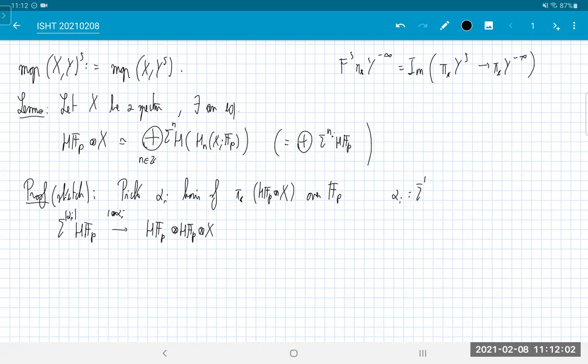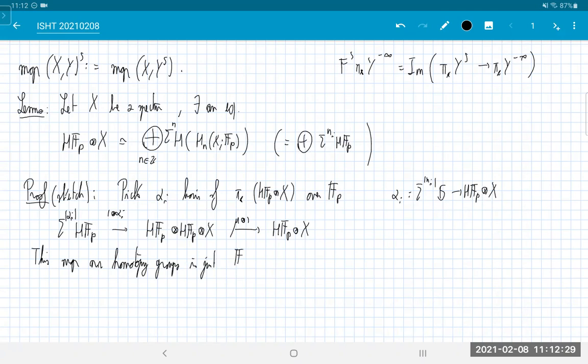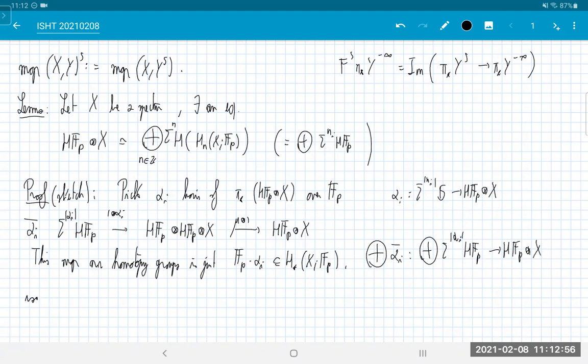Remember, alpha I is just a map from this. And then you can multiply and get a map like this. And this map on homotopy groups is just the inclusion of FP times alpha I inside H star X FP. Let me call this alpha I bar, and then you just take the sum of all the alpha I bars. And that's an isomorphism on pi star.